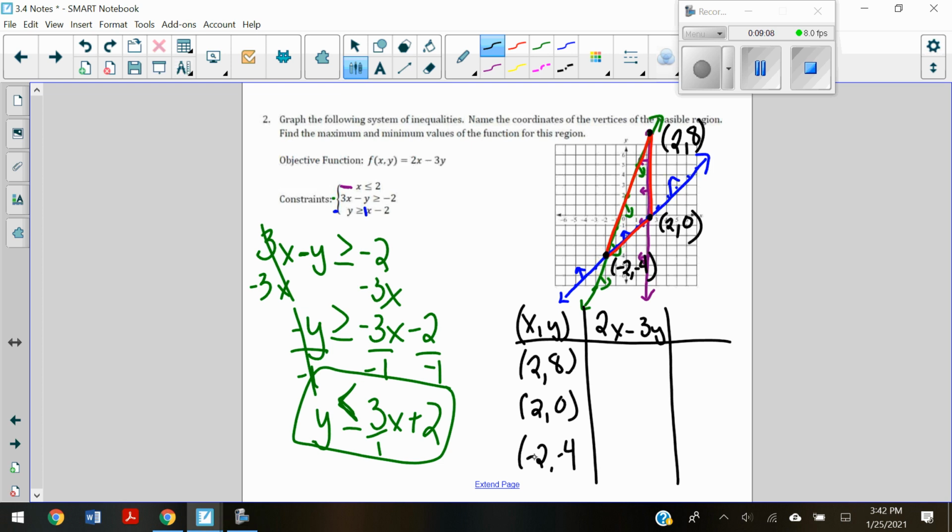All right, so you're going to go ahead and plug those values in. 2 times 2 minus 3 times 8. Okay, we get 2 times 2 minus 3 times 0. And then we have 2 times negative 2 minus 3 times negative 4. So go ahead and pause the video here and plug those problems in, and see what you get for your values.